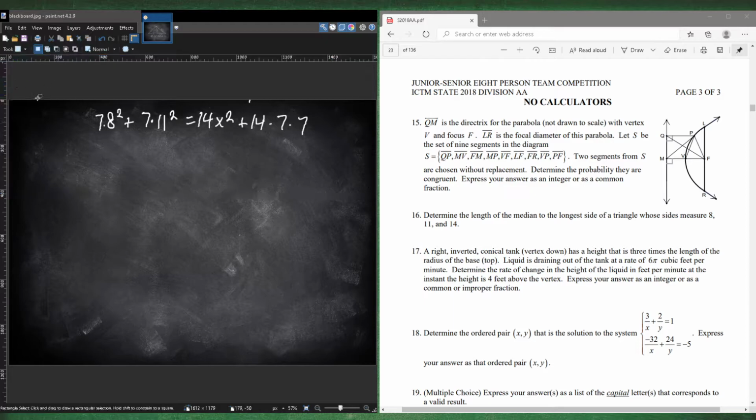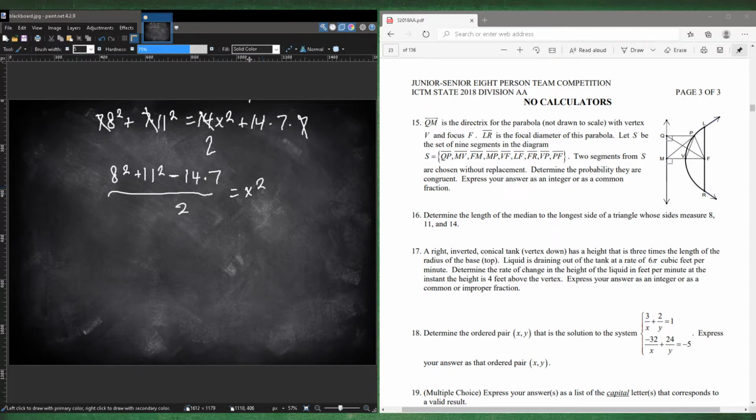So all we have to do is move some equations around. So we're going to divide by 7. So this 14 becomes a 2. So 8 squared plus 11 squared, and then 14 and 7, so minus 14 times 7. And then divide by 2 is equal to x squared.